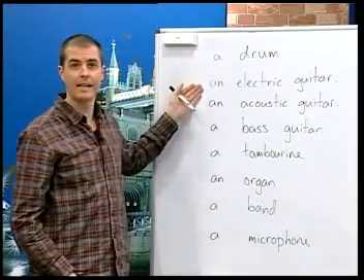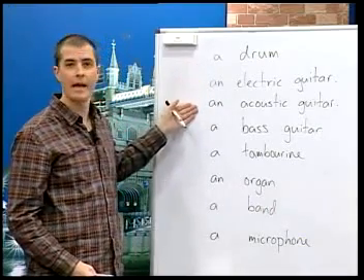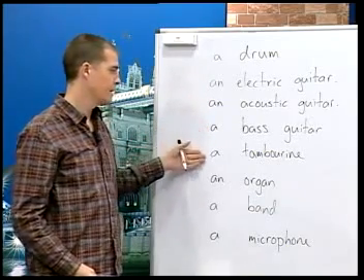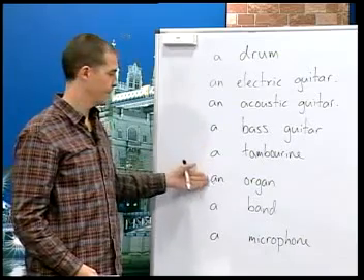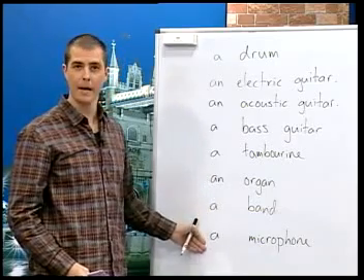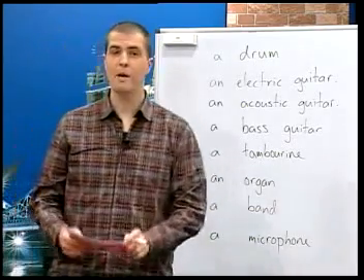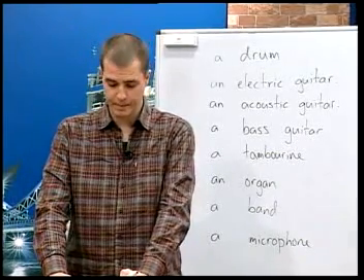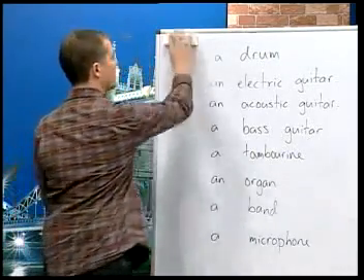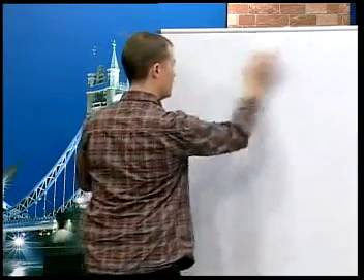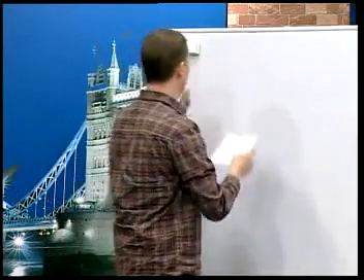So we have here a drum, an electric guitar, an acoustic guitar, a bass guitar, a tambourine, an organ, a band, and a microphone. Well, today we're going to review again, and let's begin. Let's review sentence structure again. Most sentences have a subject, a verb, and an object. So let's put them on the board.